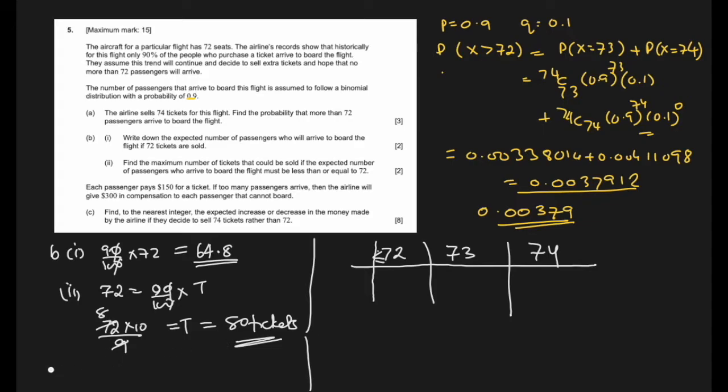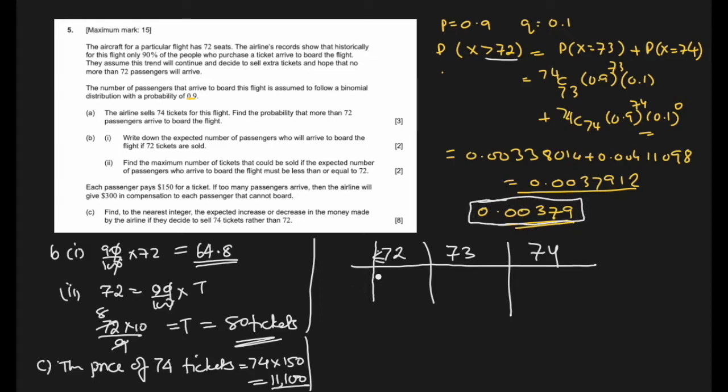What is the price of 74 tickets? Let's write here. The price of 74 tickets will be 74 and each one costs 150, so it will be 74 times 150, which is 11,100. This is their price. Now let's see what the expected value is. First we need the probability of less than or equal to 72. We got the probability of greater than 72, so we can use that one. That will be 1 minus 0.00379. That is the probability, and this is the x value, which means the number of people who actually arrive.